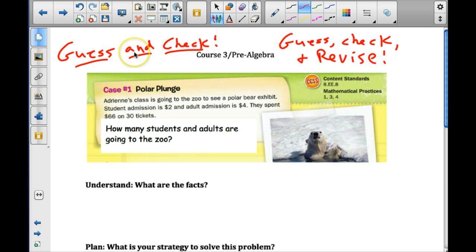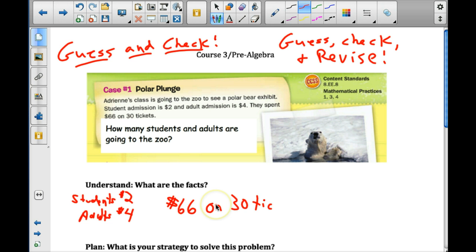Somebody tell me one thing you know about this situation. JB. Students are $2 and adults are $4. Okay, that's very important. What else do we know from that? Soraldi, give me one other thing you know. They spent on 30 tickets. Okay. Is that important information?